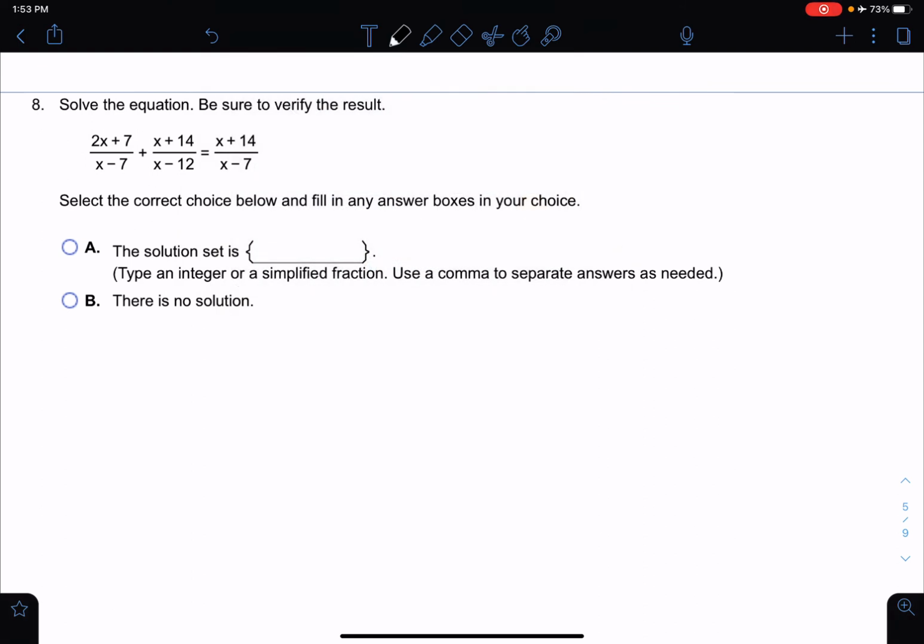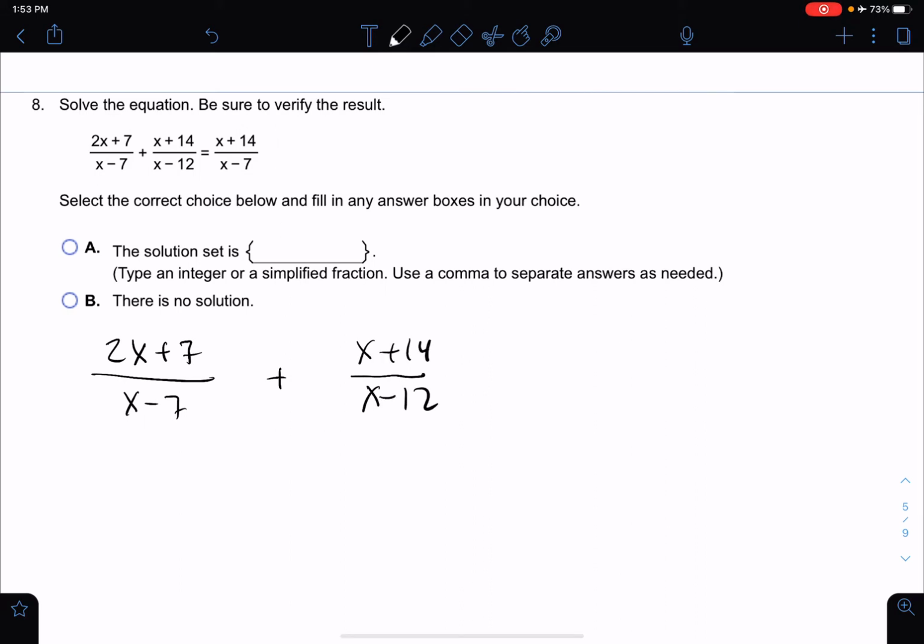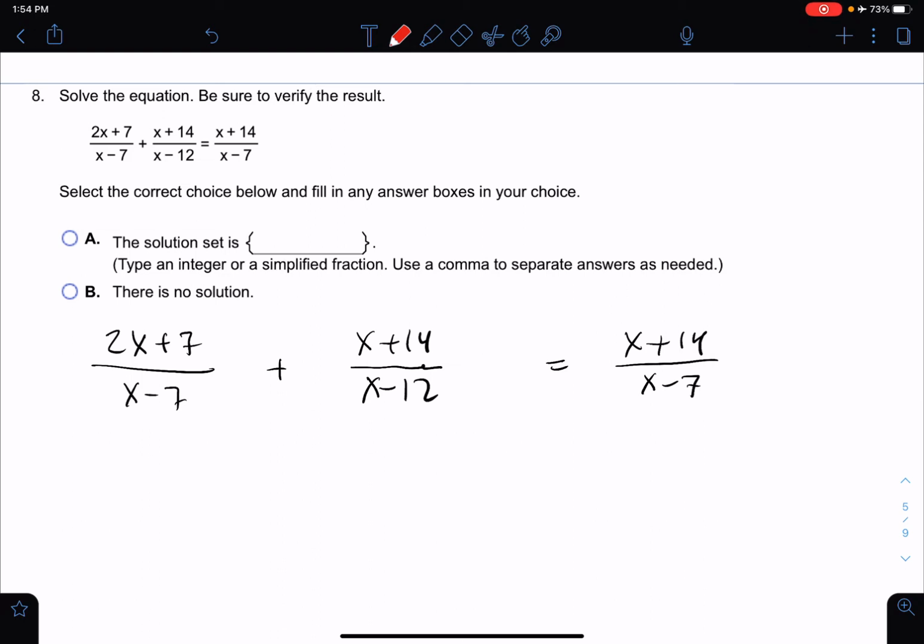Okay, well, we're going to have (2x plus 7) over (x minus 7) plus (x plus 14) over (x minus 12) equals (x plus 14) over (x minus 7). All right, now, first things first, I think. Well, the first thing should either be LCD or restrictions, those two. But I'm going LCD, but don't forget your restrictions.